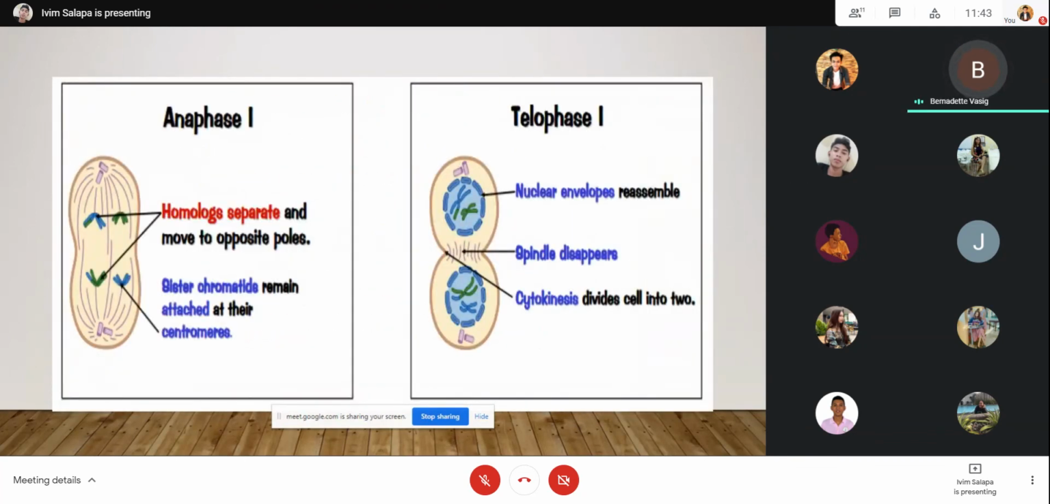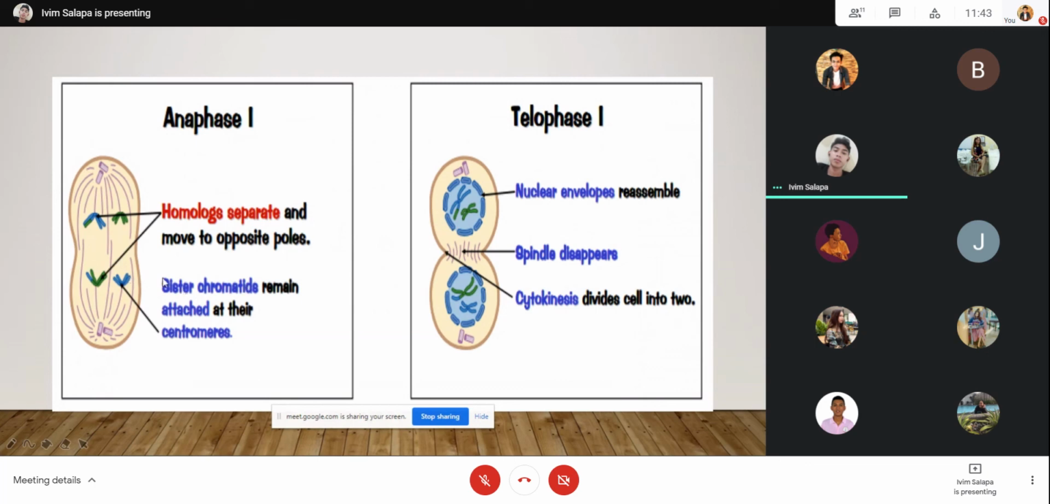So what's the difference between the anaphase of mitosis and anaphase of meiosis 1? In anaphase of meiosis 1, the homologous pairs are separated, while in mitosis it is the sister chromatids that are separated, and there is no random assortment or exchange of genetic material.